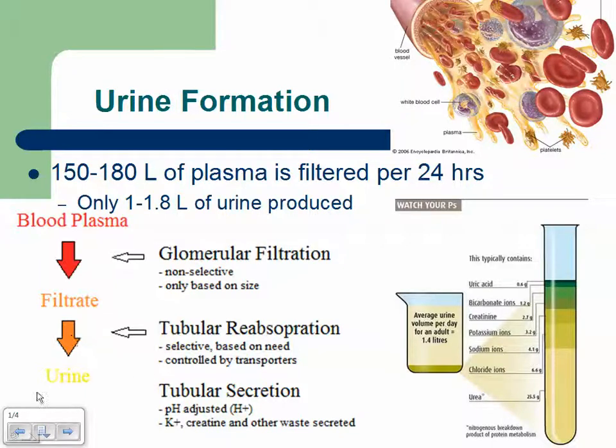So by the time urine gets peed out, it no longer looks like the blood plasma here. All the good stuff has been reabsorbed. All the not so great stuff is in it. So it's mostly water. Okay, we pee out hopefully about 1.4 liters a day, assuming we're hydrated. And then we have very small amounts of uric acid, bicarbonate, creatinine, potassium, sodium, chloride, urea, etc.